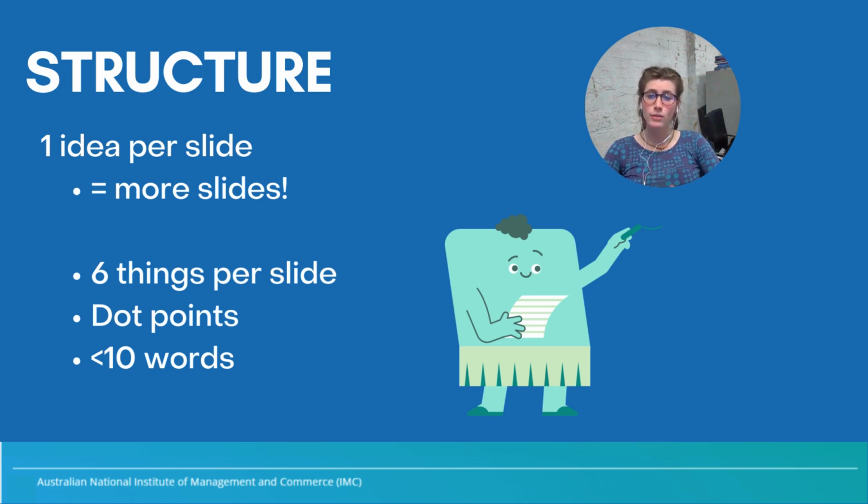We can use dot points. Again, this is about being concise and having it really clear what the audience should pay attention to. And then each of these dot points should have under 10 words. Again, the most important thing is us, and if we have more than 10 words per dot point, that's going to take attention away from us as the speaker.